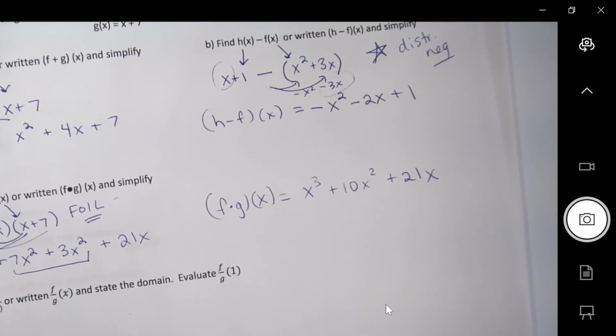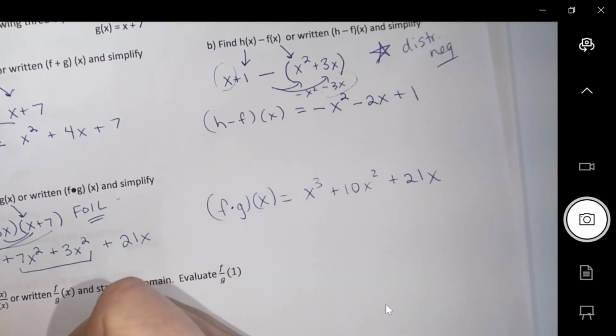Okay, D says to take the f function divided by the g function.